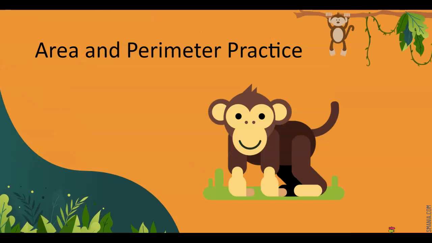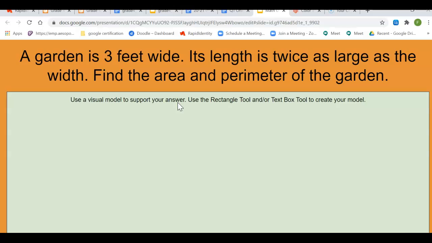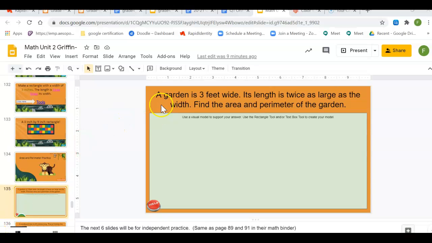Our next 6 slides are going to be independent practice on area, perimeter, and multiplicative area. Let's go to the first one. Our first one for independent work says a garden is 3 feet wide. Its length is twice as large as the width. Find the area and perimeter of the garden.